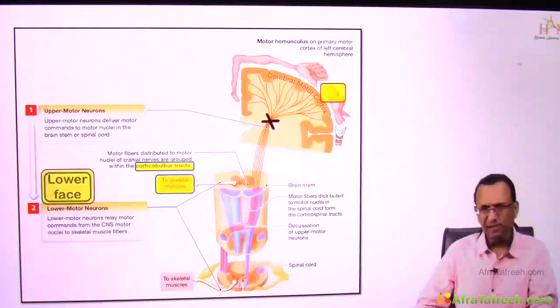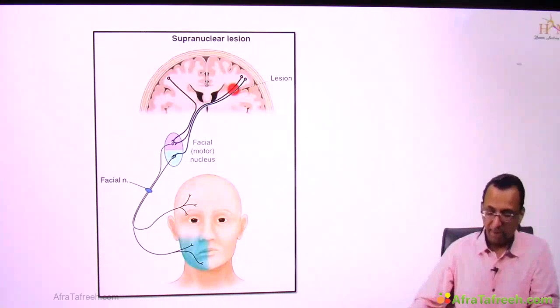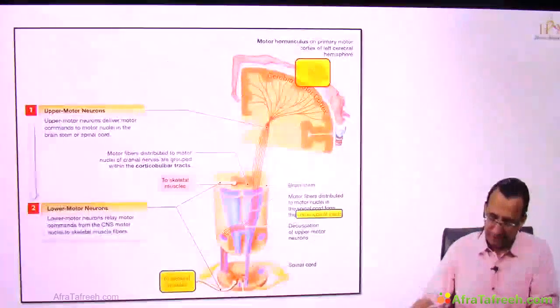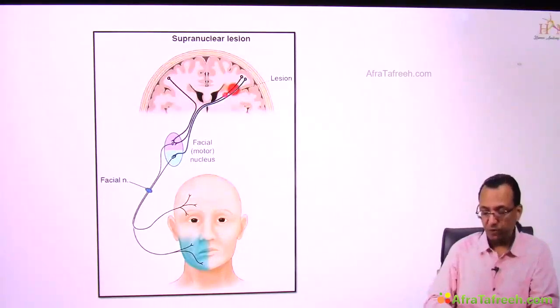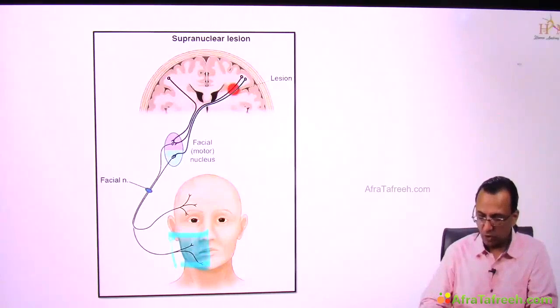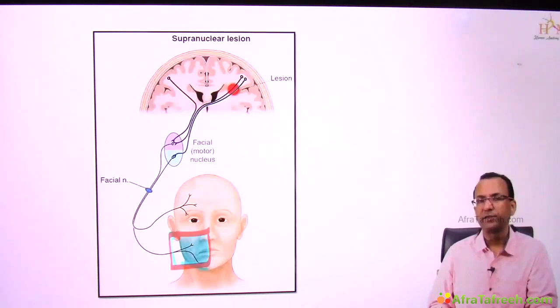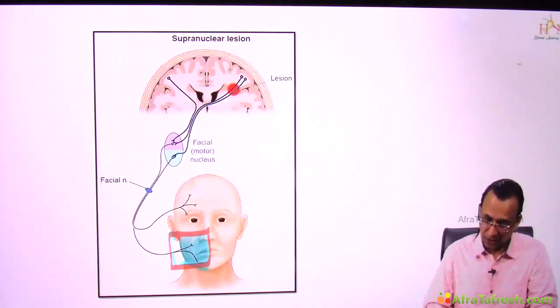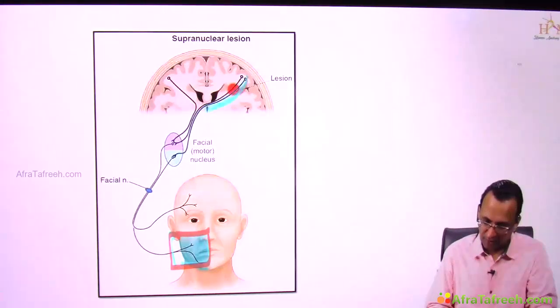Okay, can you see that? Show that in some diagram? Yeah, let us see. My point is that if I am talking about a lesion in the genu of the internal capsule on the left side, there will be only lower face involved on the right side. Why only lower face? Why not the upper face? Because the lower face is getting the contralateral supply only.